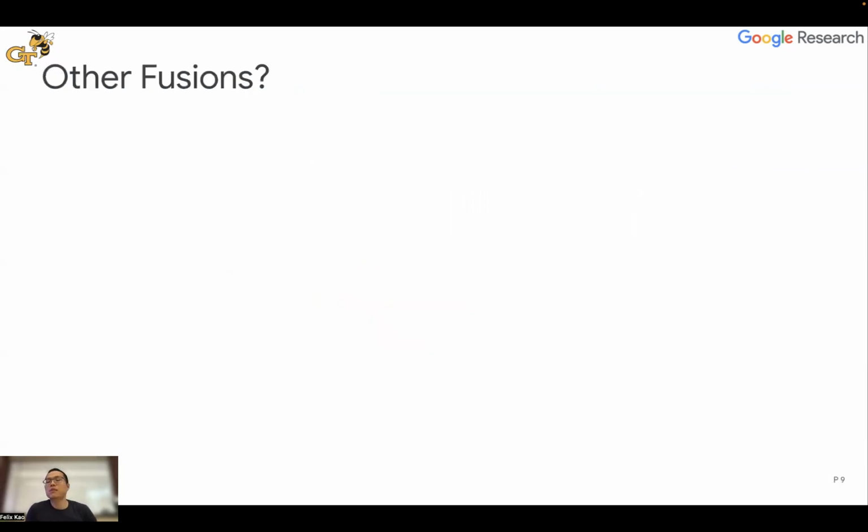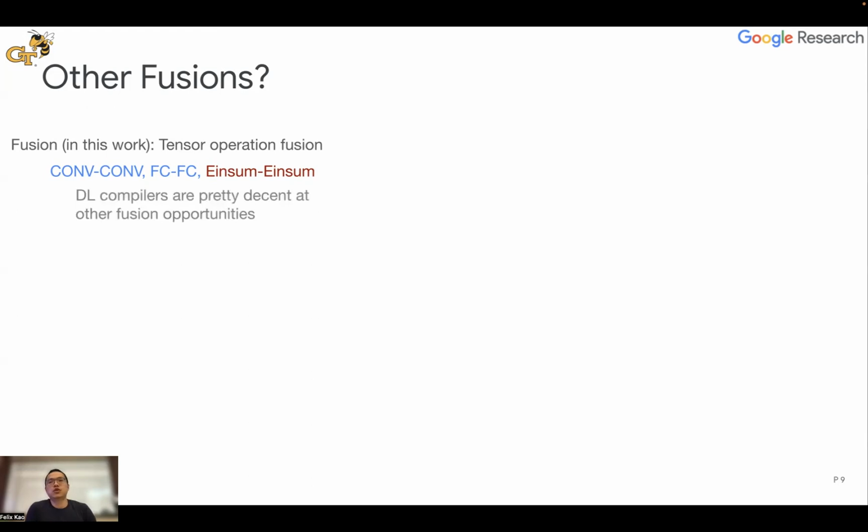If you notice, we only mentioned that we want to fuse the logit and attend operators. However, in an entire network there are a lot of different fusion opportunities as well. In this work, we only talk about tensor operation fusion. What I mean is that we fuse two tensor operators together, like convolution to convolution or Einstein sum to Einstein sum, like what we did for logit and attend. There are also cases like convolution fused with batch norm or convolution fused with add, which current deep learning compilers are pretty decent at. So we will leave those and not discuss them in this talk.